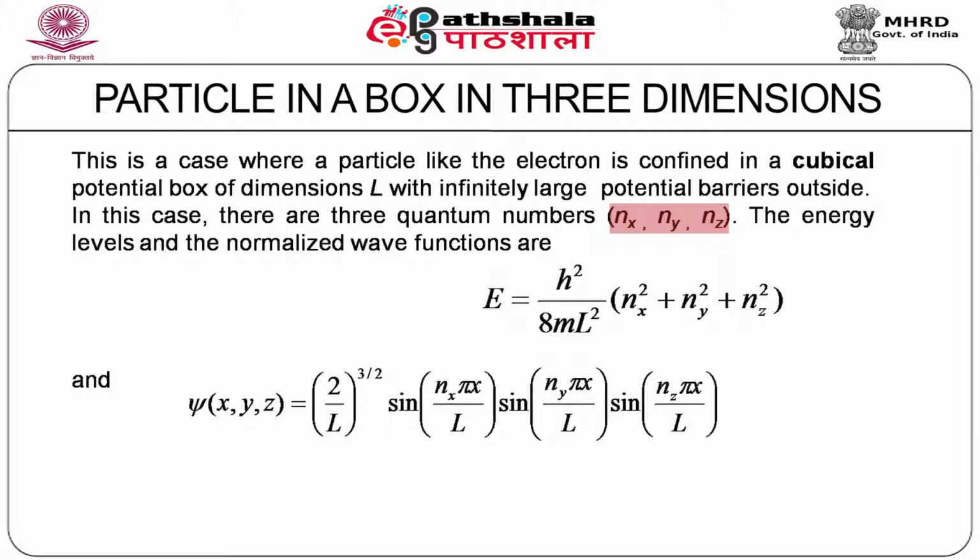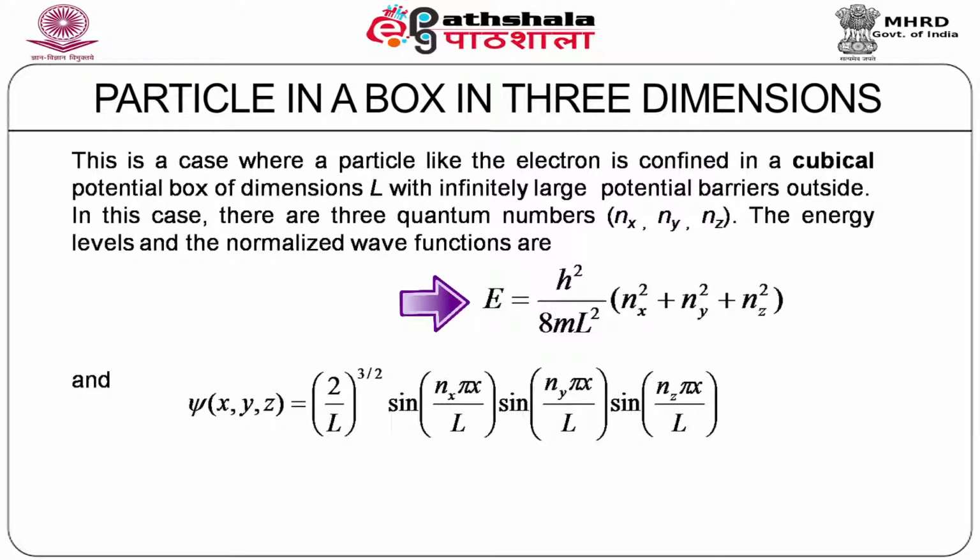The energy levels and the normalized wave functions can be generalized. The energy levels can be obtained by adding the 3 energy levels for x, y, and z directions. So E is equal to h square upon 8mL square, times nx square plus ny square plus nz square. And so the energy levels are obtained by putting different values of nx, ny, and nz.